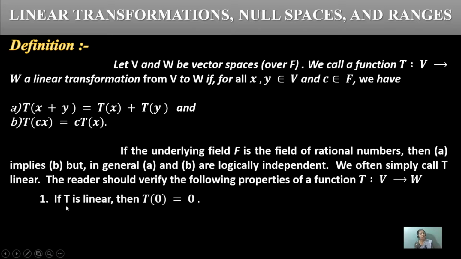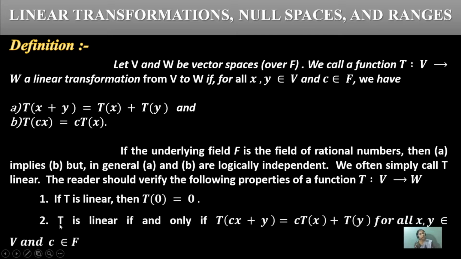First, if T is linear, then T of 0 equals 0. Second, T is linear if and only if T of c x plus y equals c times T of x plus T of y, for all x, y elements of V and c an element of the field F.